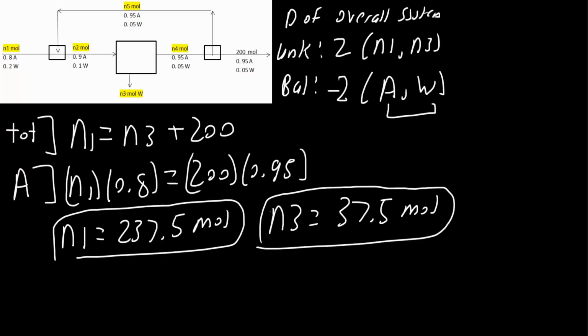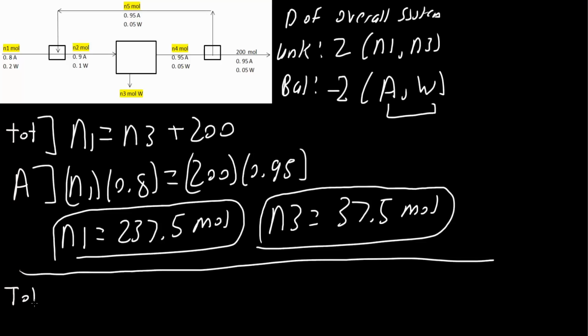Next, we can do a balance on this. We can check how many unknowns we have. We now know N1, we don't know N5, and we don't know N2. And we have two balances, A and W. So that could also work. So we'll do that next. We have 237.5. So we will do a total balance from this system's perspective.